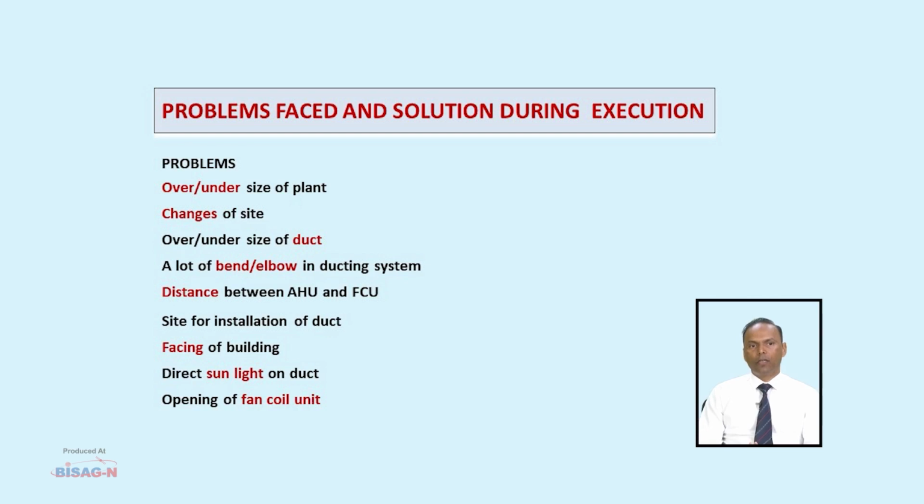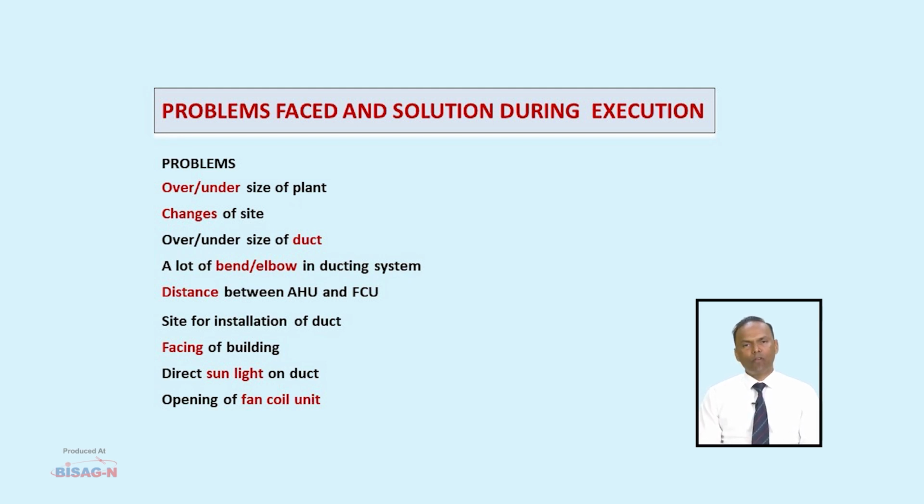Now, some of the problems which executives face if there is improper planning: if we design an over or undersized plant, then there are changes of site. At a certain point of the execution, users have said, and it has happened, that the operation theatre was supposed to be on the ground floor, and now they are saying that the operation theatre has to be on the first floor. So this kind of dynamics has to be catered for, and one has to be very, very flexible, and accordingly the plan has to be amended. For that you again have to have some flexibility in the system.